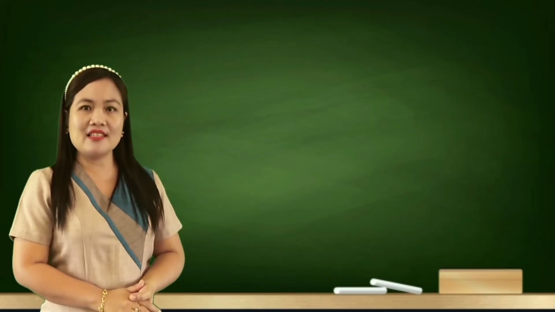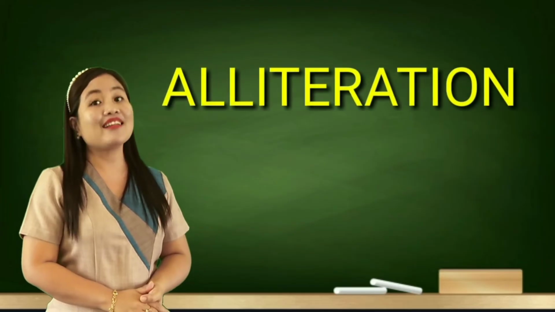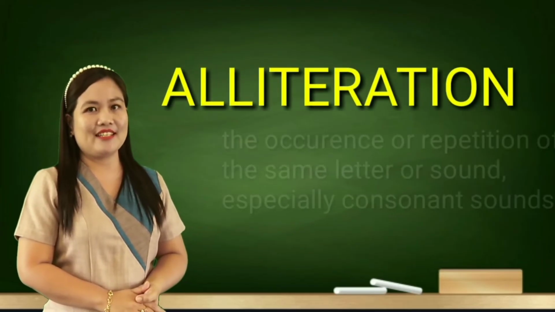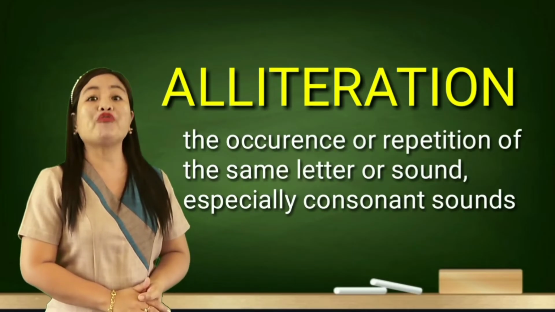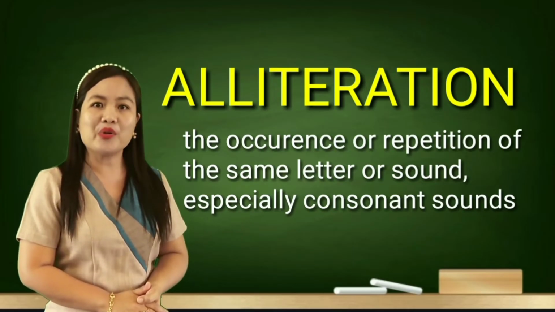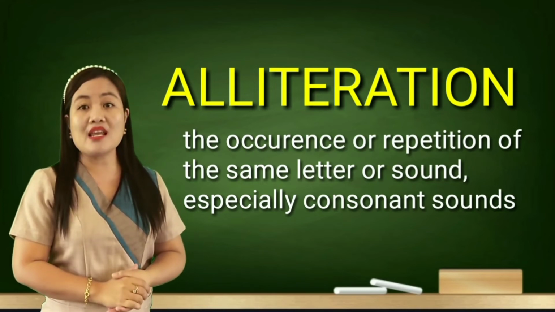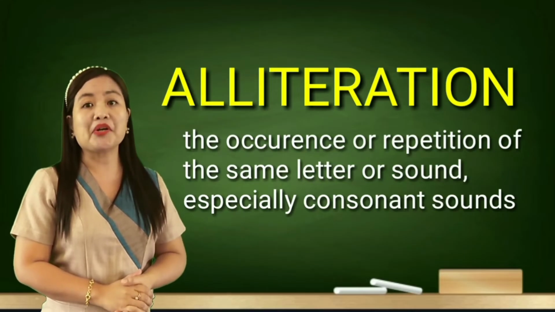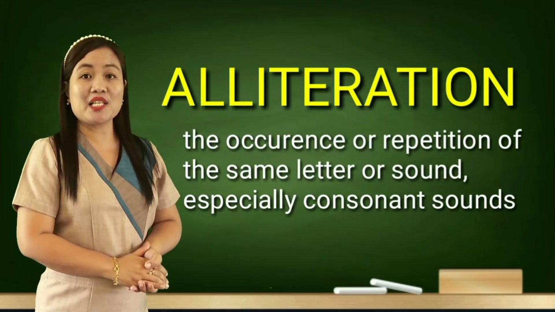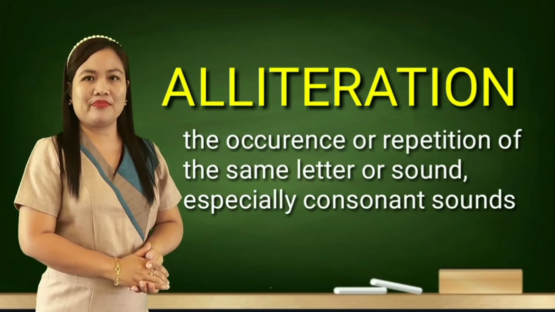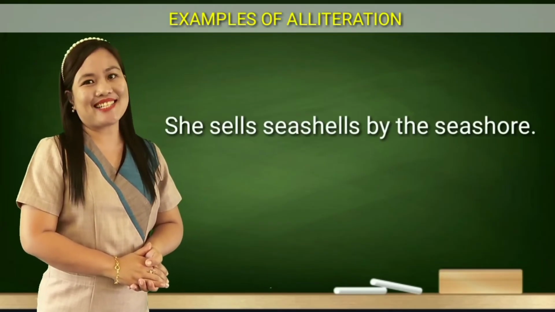Let us now proceed to the next type of feature of speech, alliteration. Alliteration is the occurrence or repetition of the same letter or sound, especially consonant sounds, at the beginning of several words near each other. We can include tongue twisters in this figure of speech. For instance, she sells seashells by the seashore.